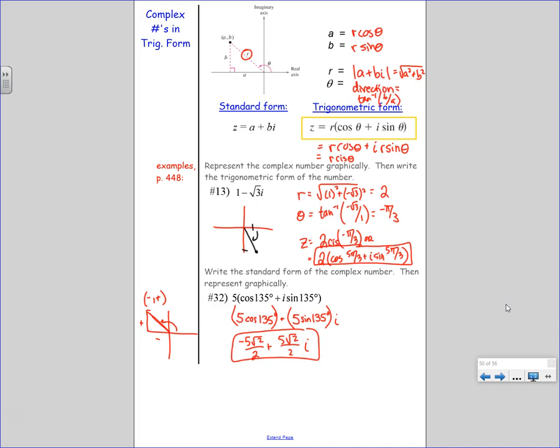Okay, so with this, that's just transforming from standard to trig, or from trig to standard. So what if, Carl, do you need a picture before I change it, or are you okay?